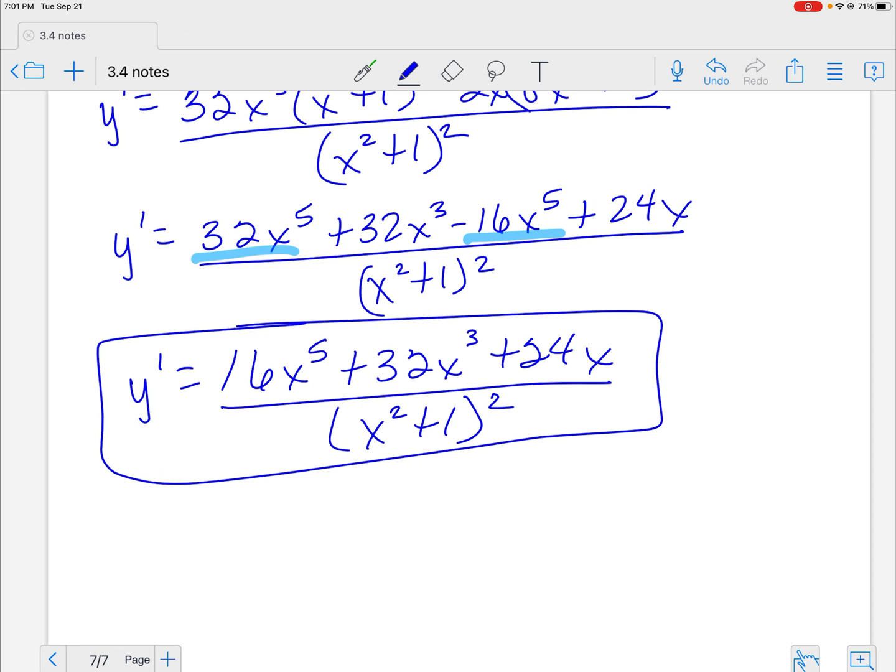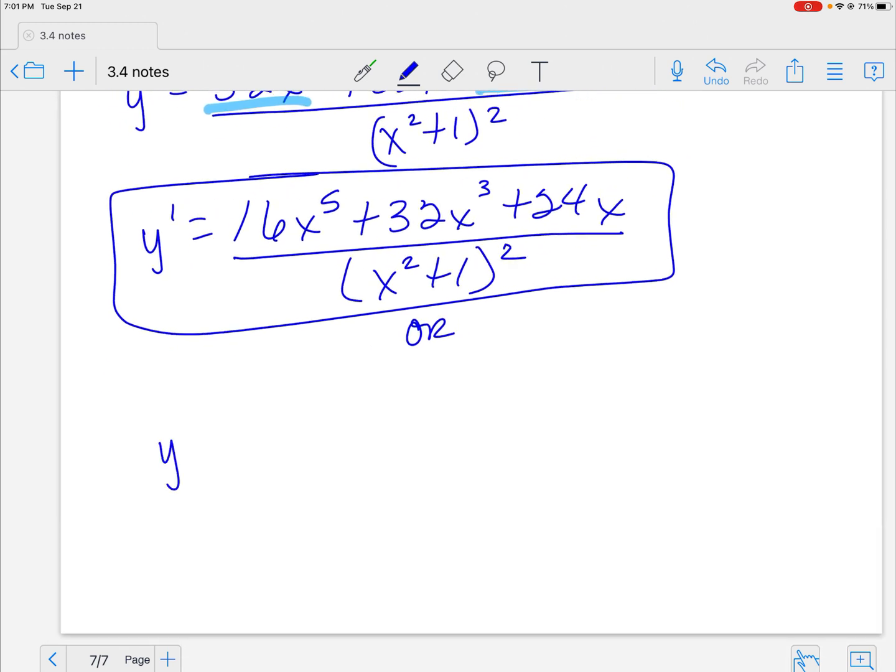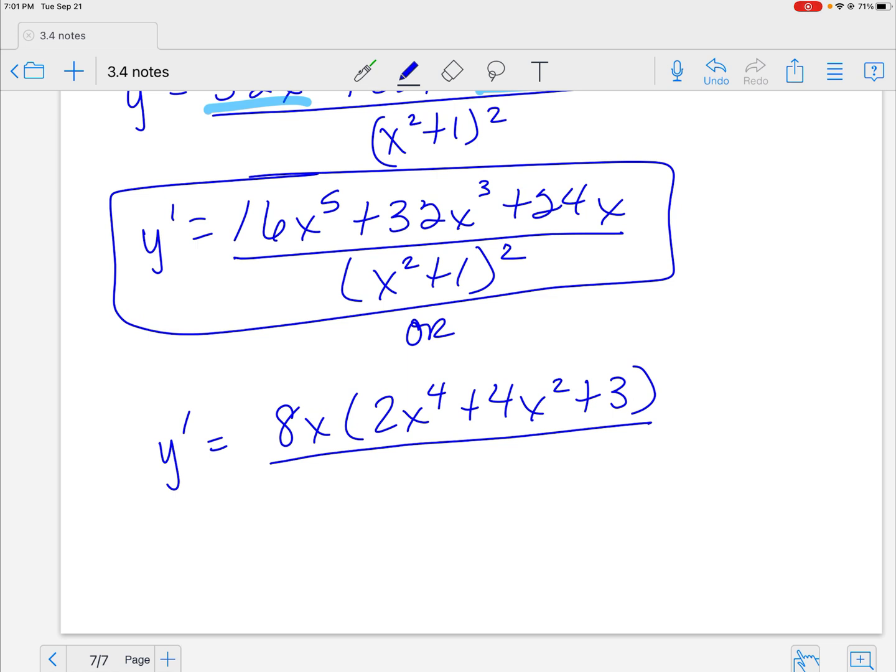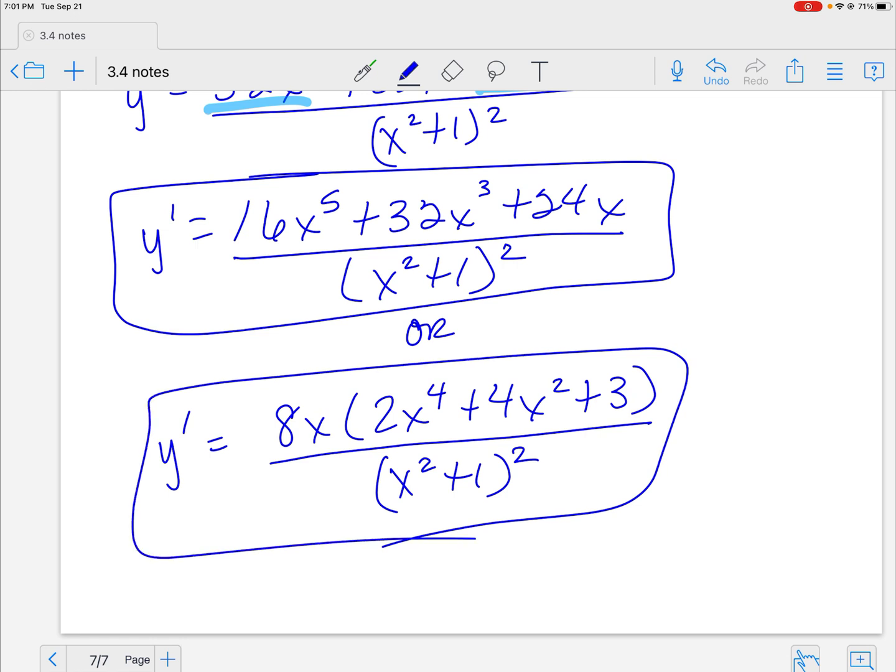And again, we know there's nothing you can do there, but moving forward, it is nice to factor. So you can factor out an 8x, and I'm left with 2x⁴ plus 4x² plus 3. It's just nice to look at it like that. Because then it's factored down and I can see what it is that I have. All right.